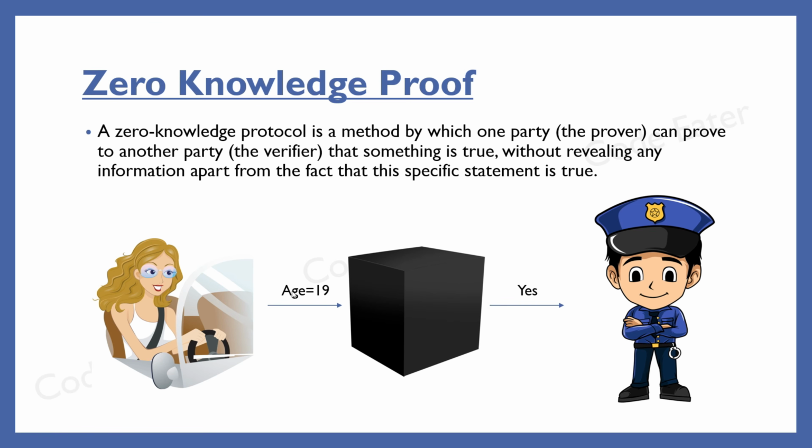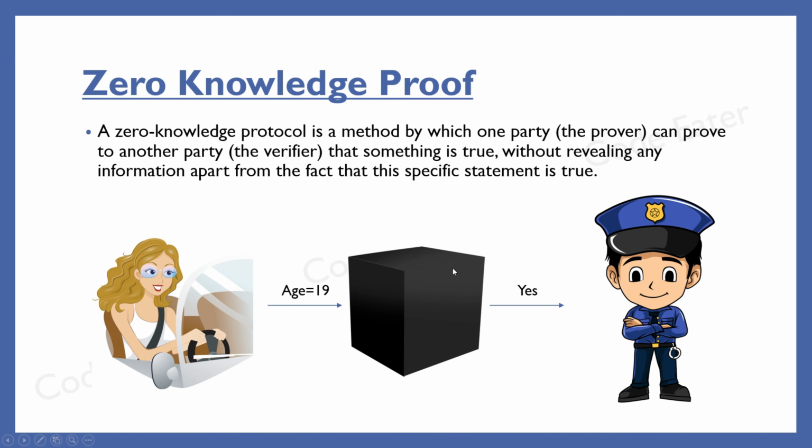And in this particular case, if you will see, zero knowledge protocol is a method by which one party, so in this case Reena was the prover and this person was the verifier, proves that something is true. What is true? That she is above 18, right? Without revealing any information. So she does not reveal any important information, only the age part, that my age is 19, right? Apart from the fact that this specific statement is true. So Reena in this case provided her age only, nothing else, and by providing this, she was able to convince this policeman that I am above 18.